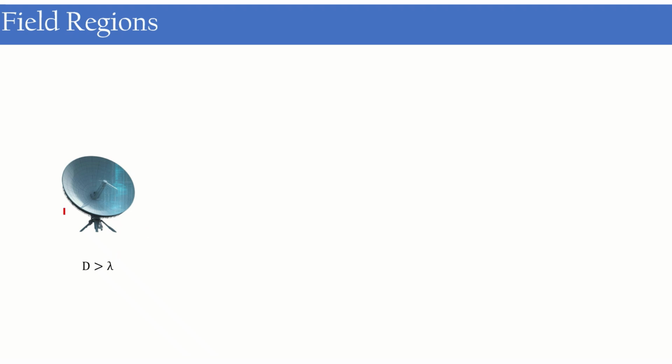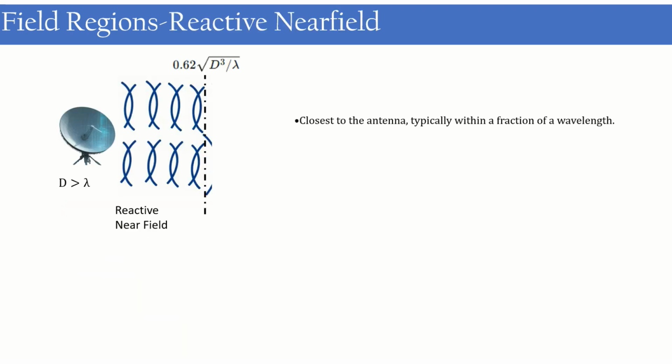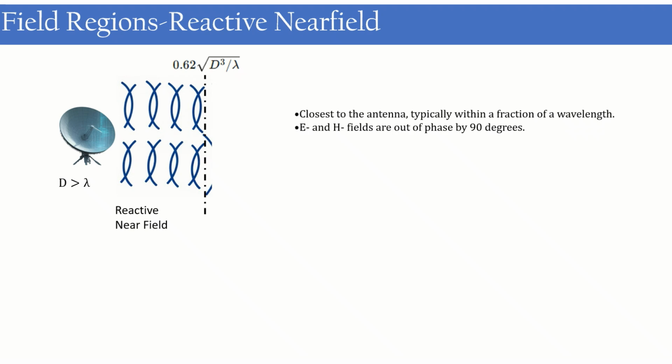Let's start with an antenna whose dimension is very much greater than the wavelength. When the antenna radiates, very near to the antenna, typically within 0.62 root of D cube by lambda, it is known as the reactive near field region. In this region, the electric field and magnetic field are out of phase, because in an EM wave they have to be in phase, but in the reactive near field it is out of phase. Either the electric field or the magnetic field will dominate, so the wave is not like an electromagnetic wave. These are out of phase by 90 degrees.